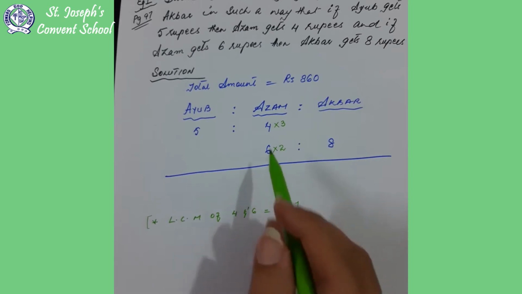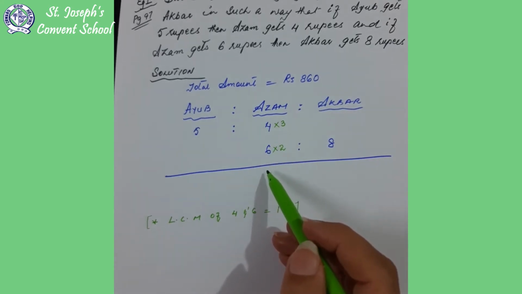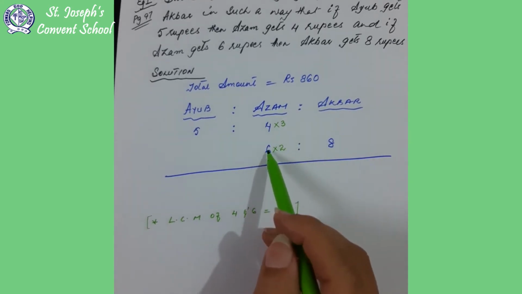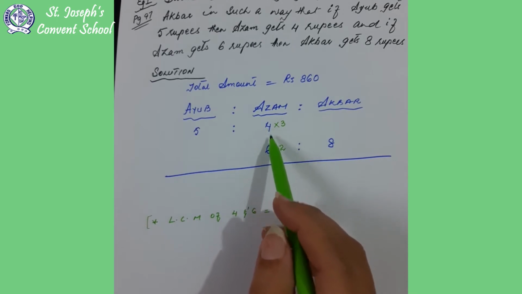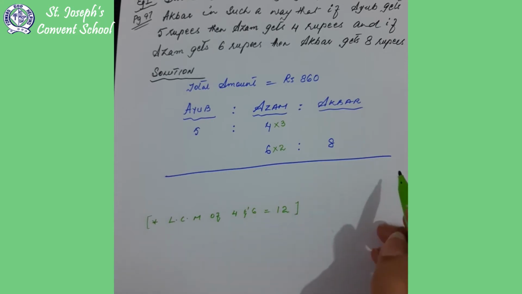What we have done: take out the LCM of 4 and 6. Why? Because both are different, so you cannot write the common term. So we will make them the same. How? Take out the LCM of 4 and 6, which is 12. You all know how to find LCM. You will use this method, the LCM method for 4 and 6.